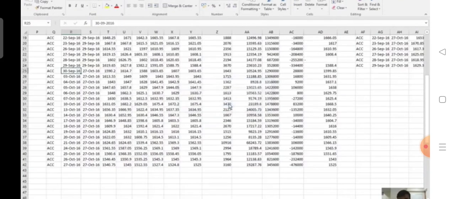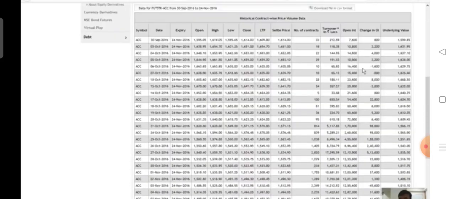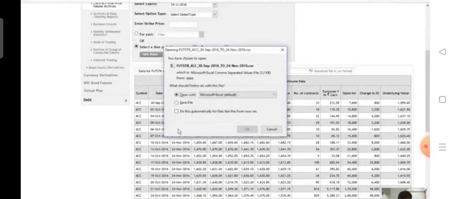Now from 30th of September, let me close this CSV. From 30th of September, I need November expiry contract, right? So for November expiry, I need from 30th of September, from 30th of September to which month, which date? 24th of November. Am I making sense, everyone? Great.